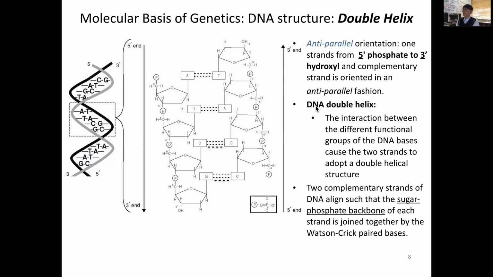So this forms the DNA double helix, and the interaction between the different functional groups of the DNA bases causes the 2 strands to adopt a double helical structure. And these 2 complementary strands of DNA align such that the sugar phosphate backbone, so these sugars, are outside, while inside the bases of each strand join together. And that is the key idea of what's named Watson-Crick base pairs.